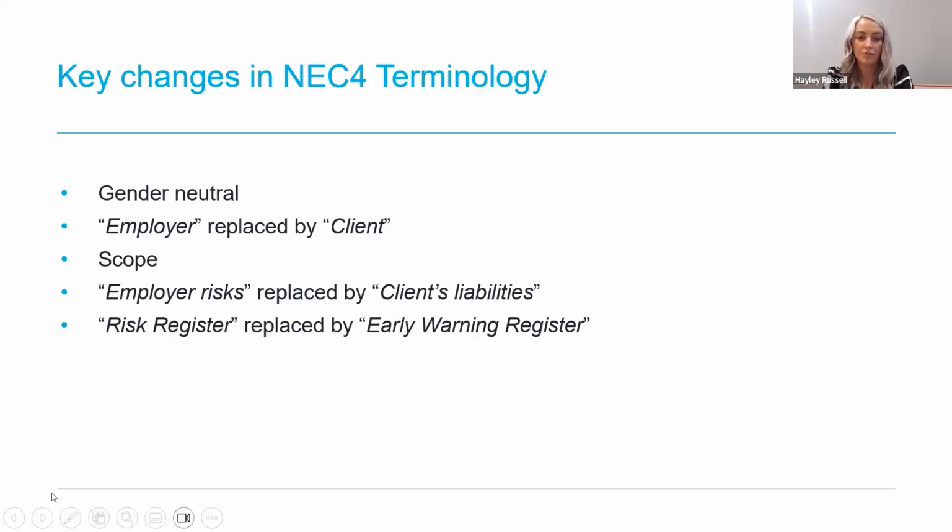Employer risks have also been renamed. Now, these have been renamed to client liabilities, and to be honest, that better describes what they are and what they always have been. Finally, I'll draw attention to the fact that the risk register is now an early warning register. And again, we consider this to be a welcome change, as it previously caused some confusion for parties, believing that the risk register allocated risks as between the parties, rather than being the project management tool for managing risks and issues, which it was intended to be. The early warning register remains just the agenda for the next early warning meeting.